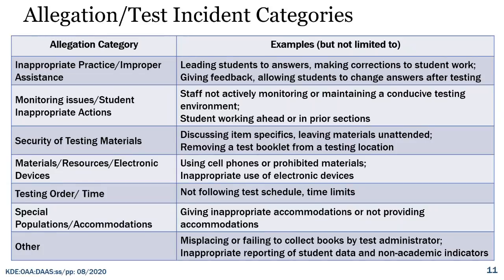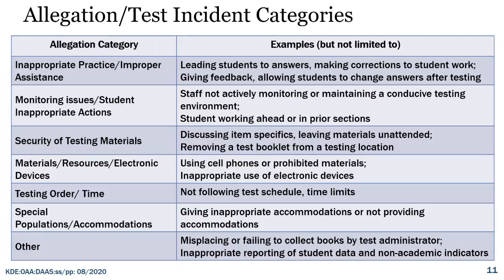Our second category, monitoring issues or student inappropriate actions. Testing staff not actively circulating or not maintaining a conducive testing environment. A student worked ahead into other test parts or returned to previously administered test parts. Students sharing answers through any manner, including physical gestures, written or electronic means. Now, as we go through these, remember the examples we're giving you are just some of the things that this could be, but there could be others.